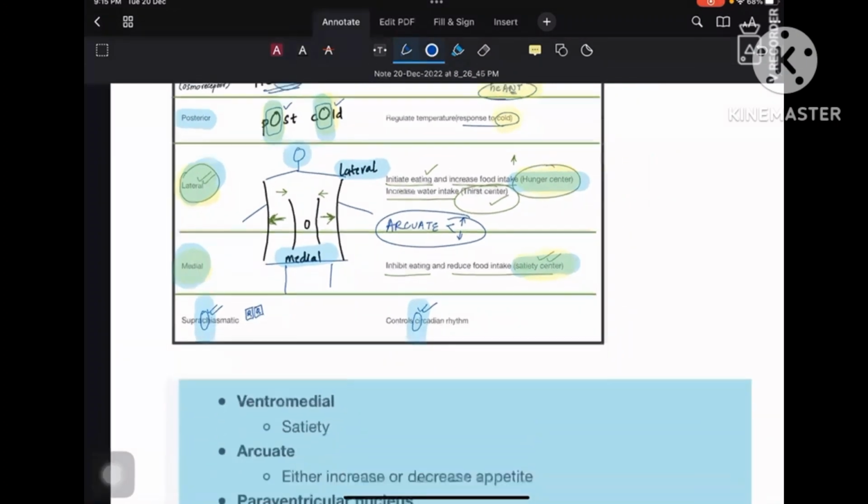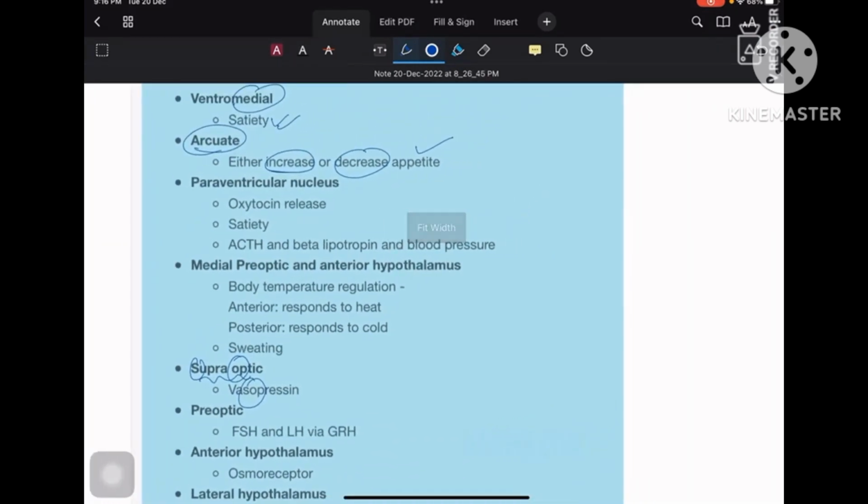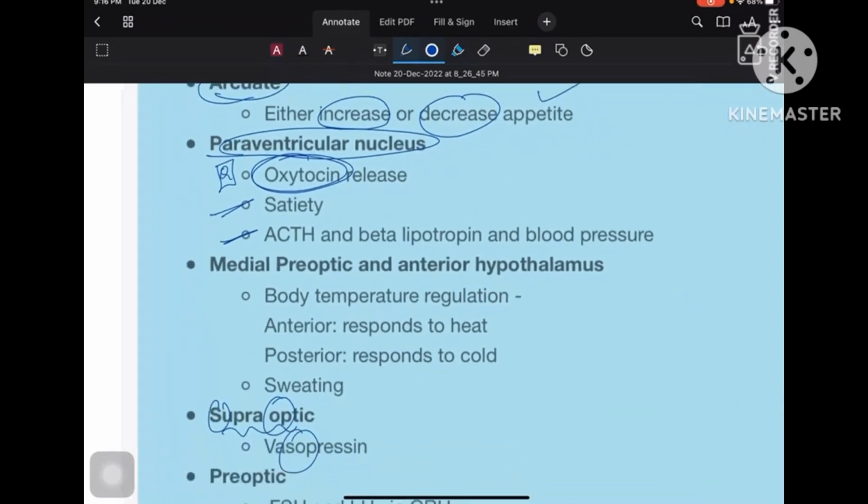So the second table is also more or less same, like medially, that is satiety center. Arcuate, as already told, both either increase or decrease the appetite. And supraoptic, SOP is SOP, vasopressin. And here comes the paraventricular nucleus. The main thing is oxytocin release, and the extra functions are also there. If you want to remember, you can remember, or it's not that important. The main important thing is oxytocin is released from paraventricular nucleus.